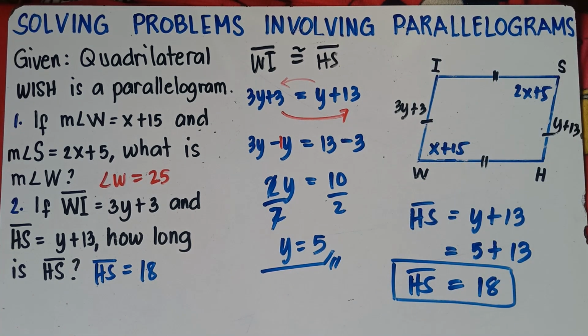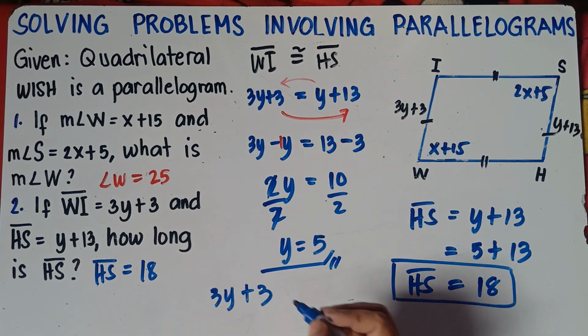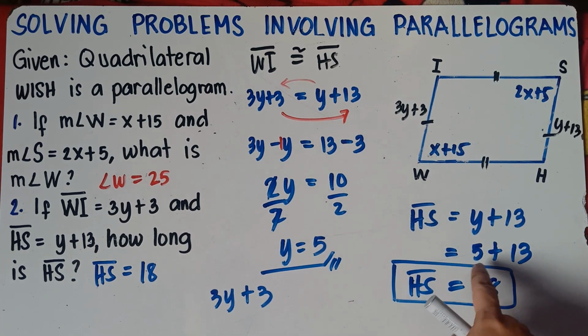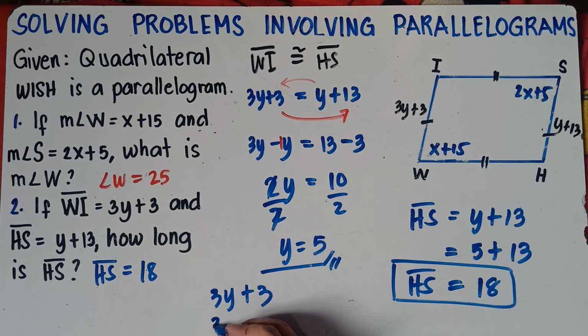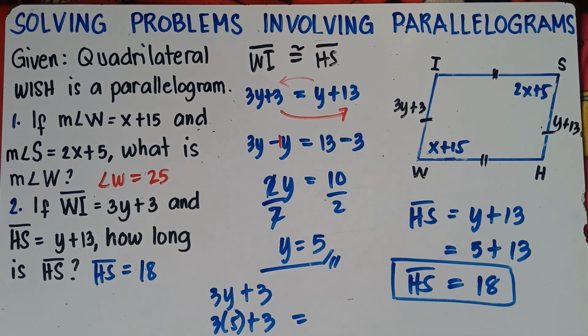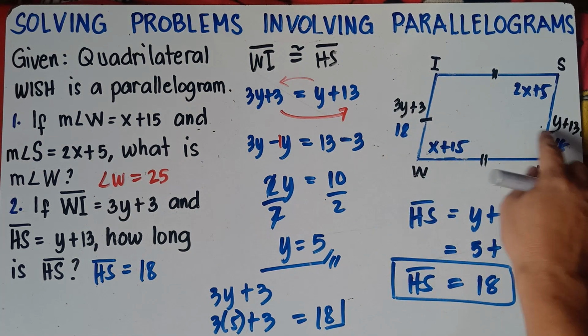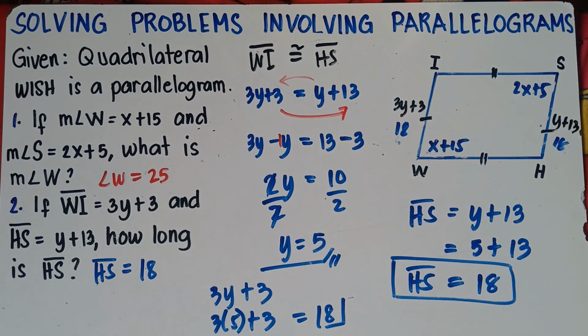Even if we check that one, let's check, class. For WI, 3y plus 3. Our y is 5, so 3 times 5 plus 3. So 3 times 5, what's the answer, class? That's correct, that's 15. Plus 3, that is 18. Same answer, so 18 is equal to 18. This is 18, and this is also 18 because opposite sides are congruent. Alright, so that's it, class, for numbers 1 and 2.